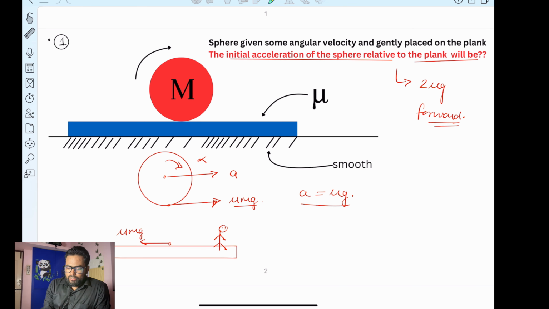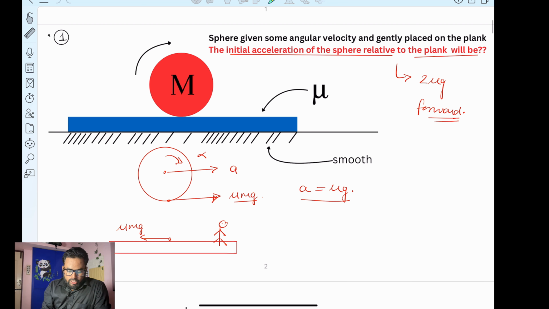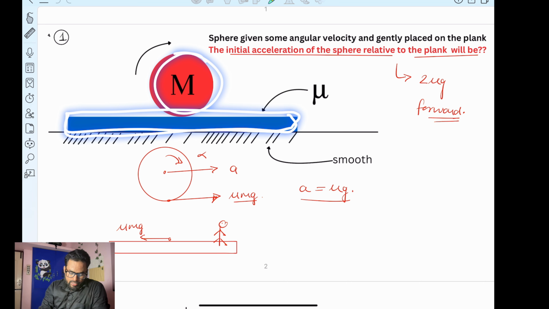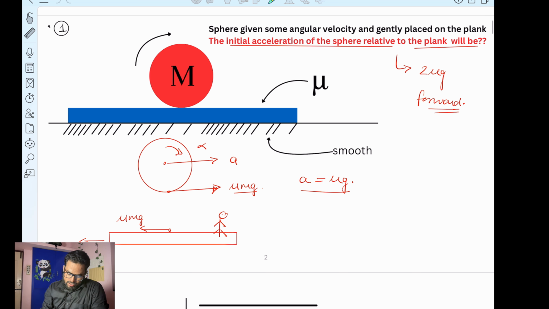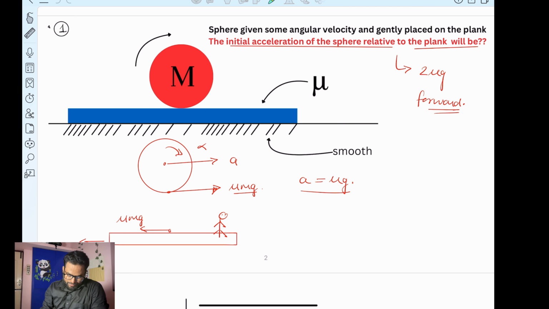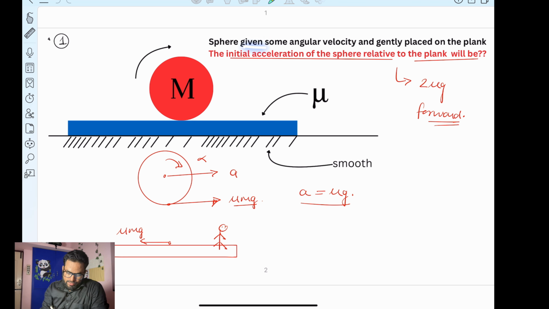So the first question says that we have a sphere of mass m which is placed on a plank. The sphere is given some angular velocity. So the sphere is already rotating like this, which means it has angular velocity, and we are placing it on the plank.